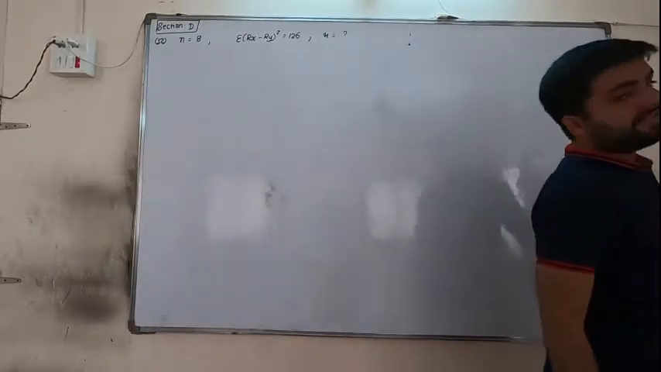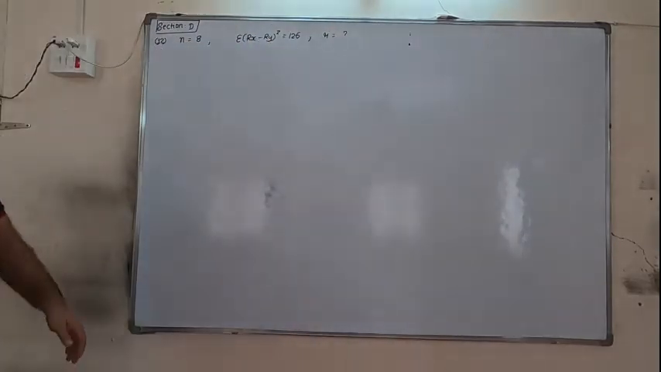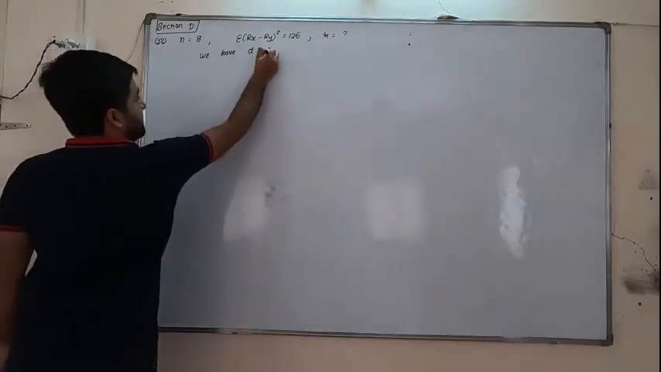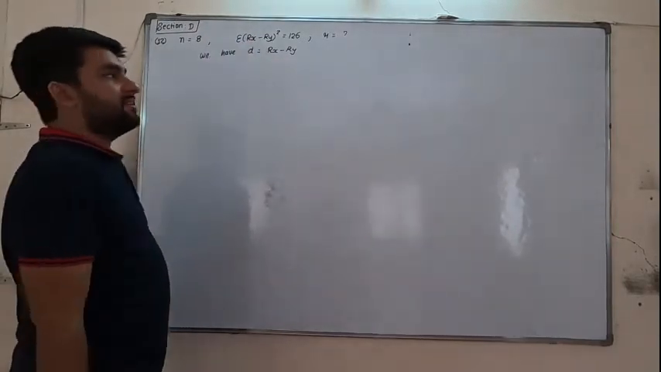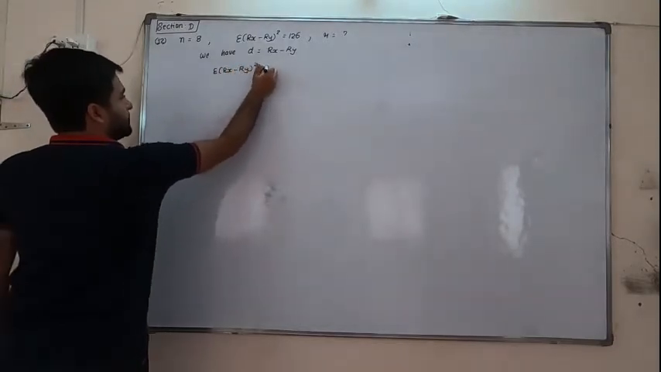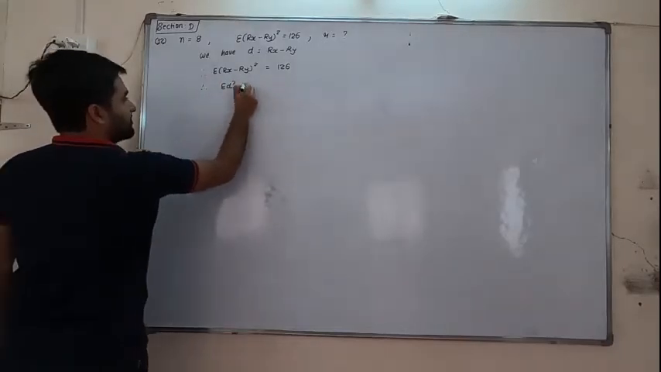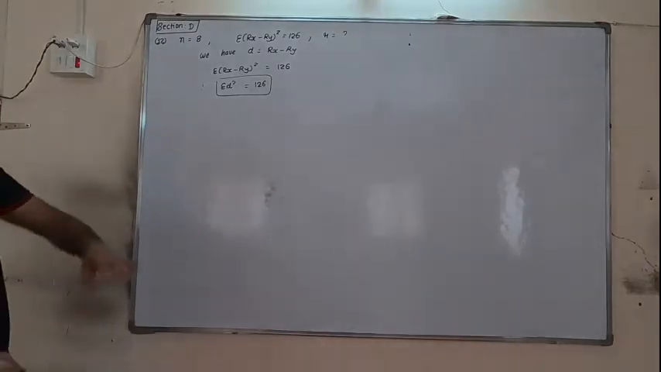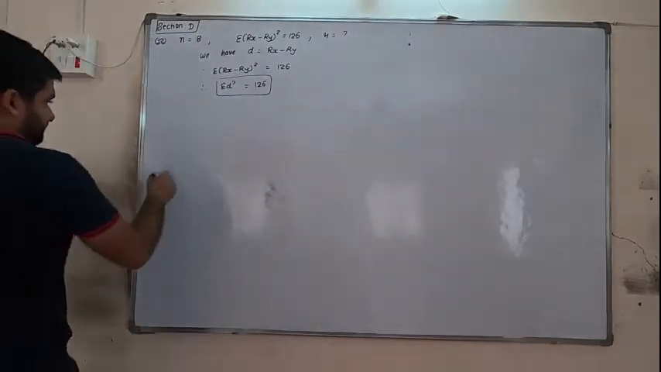Friends, the only thing we need to understand is that this is actually sigma d square. Why? We have d is equal to rx minus ry, so instead of this rx minus ry we can write d. Sigma (rx minus ry) whole square is equal to 126. Therefore, sigma d square is equal to 126. Only this thing is to be understood, that instead of d square they are giving (rx minus ry) whole square, otherwise the thing is the same.